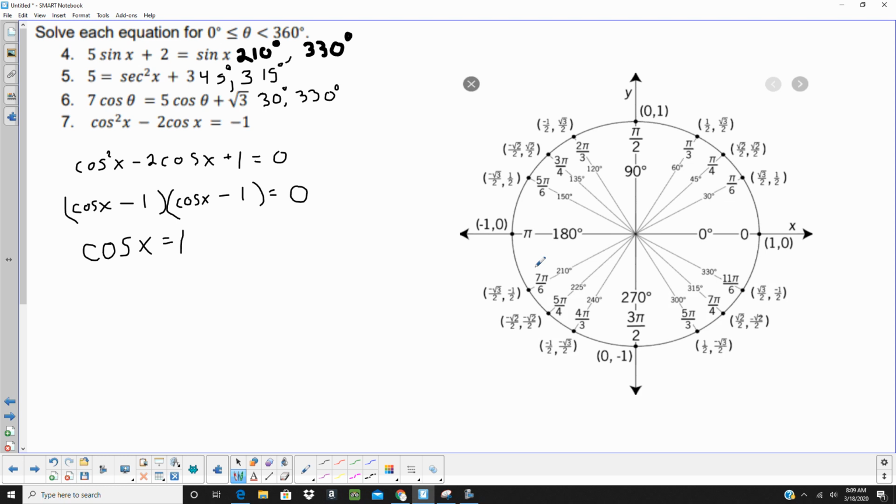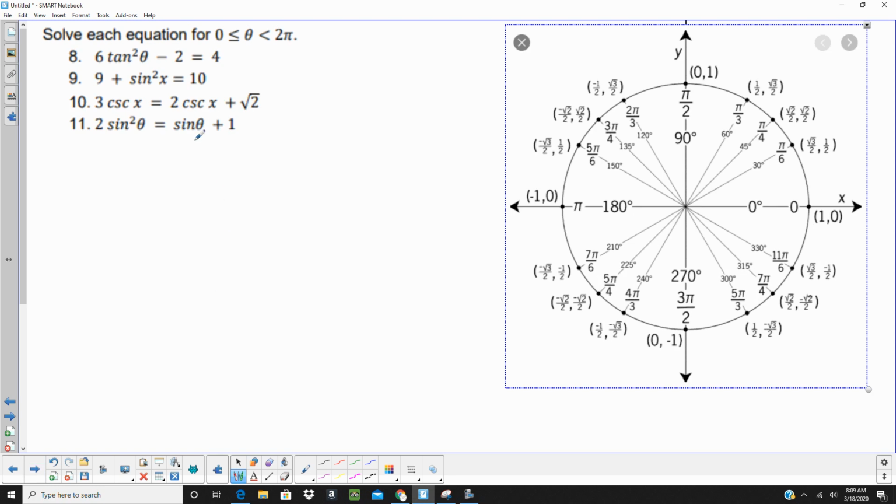So look on your unit circle where your x coordinate is 1. It's right here. And that is at 0 degrees. And if there was a line underneath that, we'd also include 360. But it says greater than or equal to 0, less than 360. So I'm not going to include the 360. Okay. Let's go on to the next part.